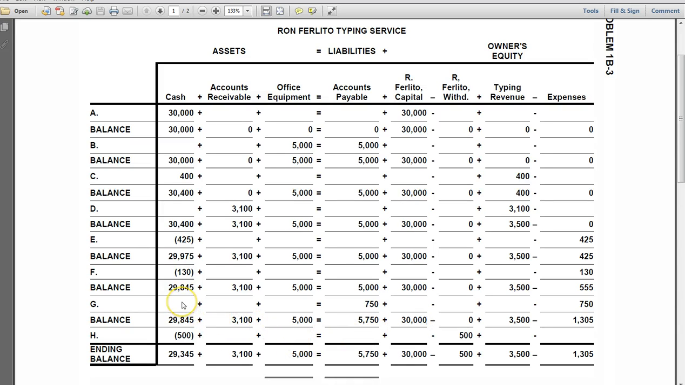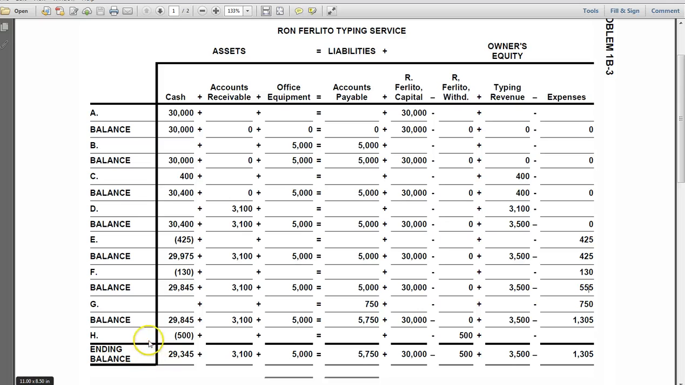So what you see now is a reduction in your cash account, which brings it down to $29,845. You are still owed that $3,100. You still have the office equipment. You still owe the $5,000. Ferlito's account would still show at 30, but you know that in reality it would be a total of 30 plus the revenue minus the expenses.